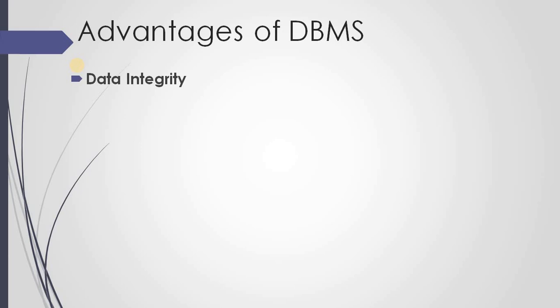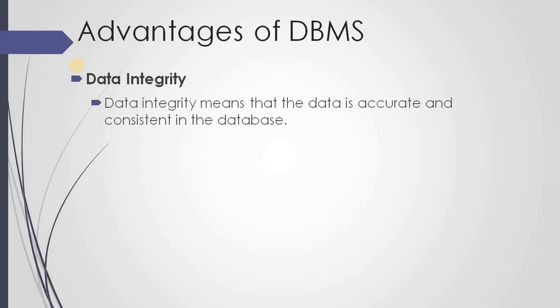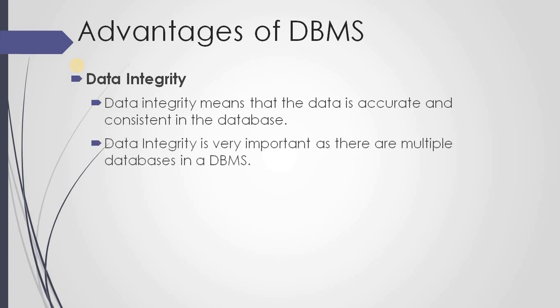So many people are going to view the data at the same time. That is why it is necessary it should be accurate and consistent. Data integrity means that the data is accurate and consistent in the database. Data integrity is very important as there are multiple databases in the DBMS. A single DBMS can consist of more than one database. So hence, the integrity of a single database is very important.